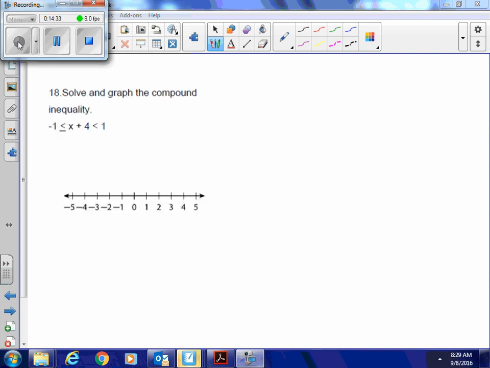All right, let's solve this inequality and then graph. I need to get x alone. I need to subtract 4 from all parts of the inequality. That does get x alone. 1 minus 4 is negative 3. Negative 1 minus 4 is negative 5, so I know right where my circles go. Above negative 5 and negative 3. X is in between. I need to fill in the first one because X could be equal to negative 5.